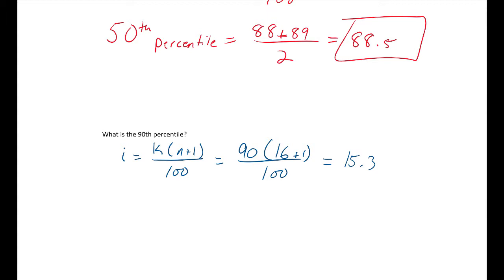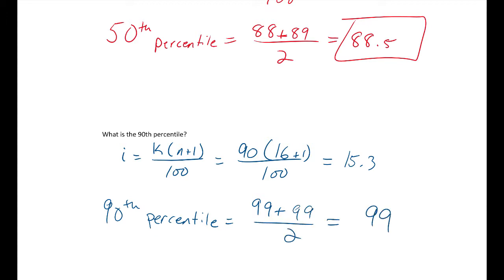So the 90th percentile is 99 plus 99 divided by 2. Well, the average of two of the same things is that same thing, 99. So the 90th percentile is 99. Okay.